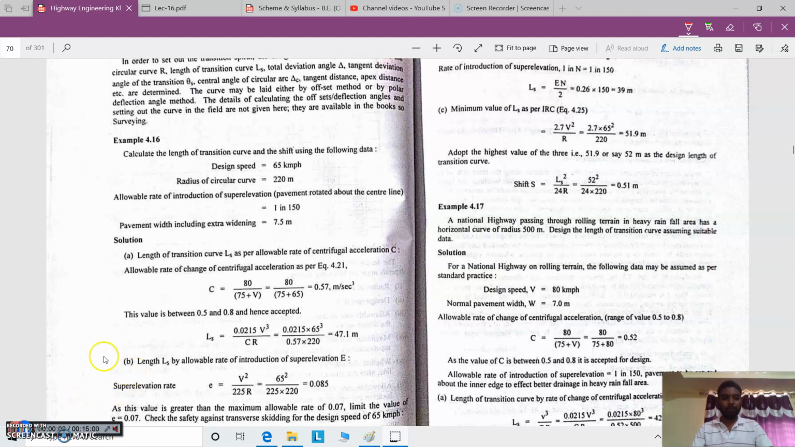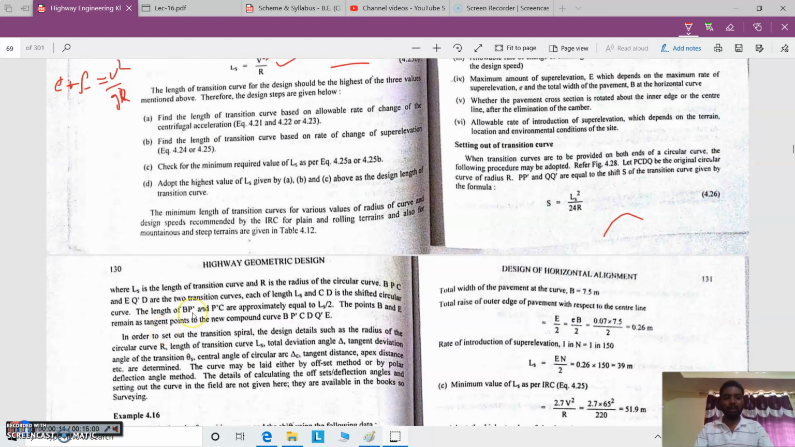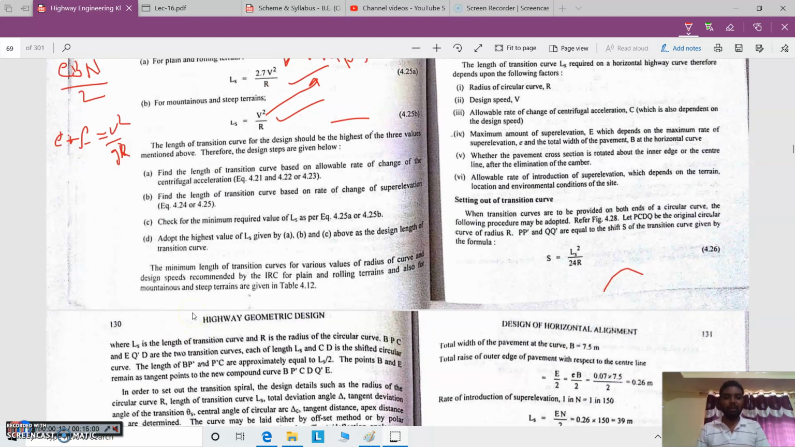Welcome students. In the previous class we considered how to calculate the length of transition curve based on three conditions, that is the rate of centrifugal acceleration, the rate of introduction of super elevation, and based on some given empirical formulas. Apart from that, we will be having another term, that is shift.